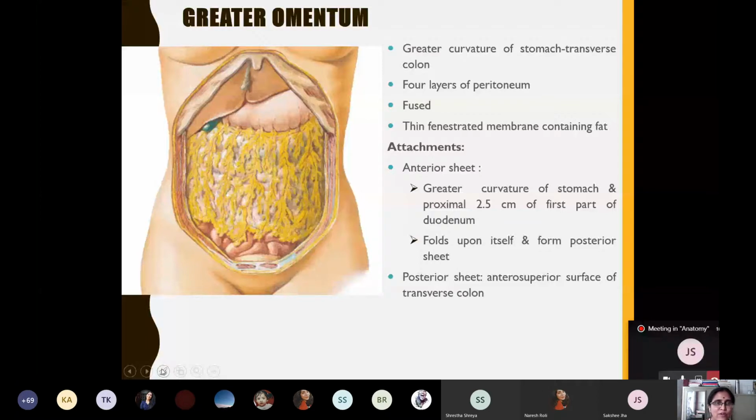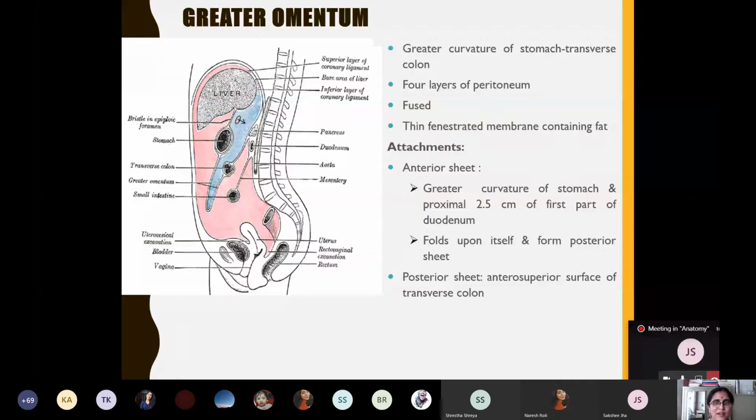Okay, and they fuse and form this thin transparent fenestrated membrane which contains the fat. Now it consists of the 2 seats. What are the attachments? 2 seats. Anterior seat. This is the anterior seat. And here you see this is the posterior seat.